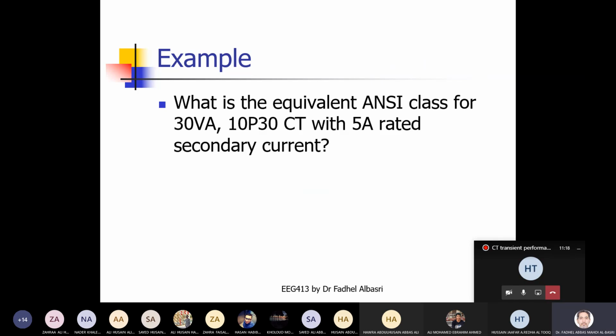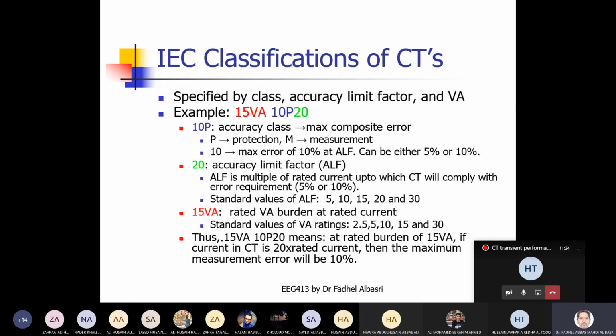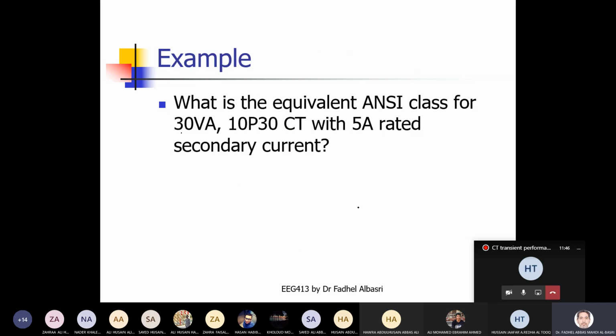Now, if I have, for example, this CT, 30 volt ampere, and for IEEE also, the standard burden in volt ampere is 2.5, 5, 10, 15, and 30. This is the standard burden. While in IEEE, 1 ohm, 2 ohm, 4 ohm, and 8 ohm are the standard burdens in IEEE standards.